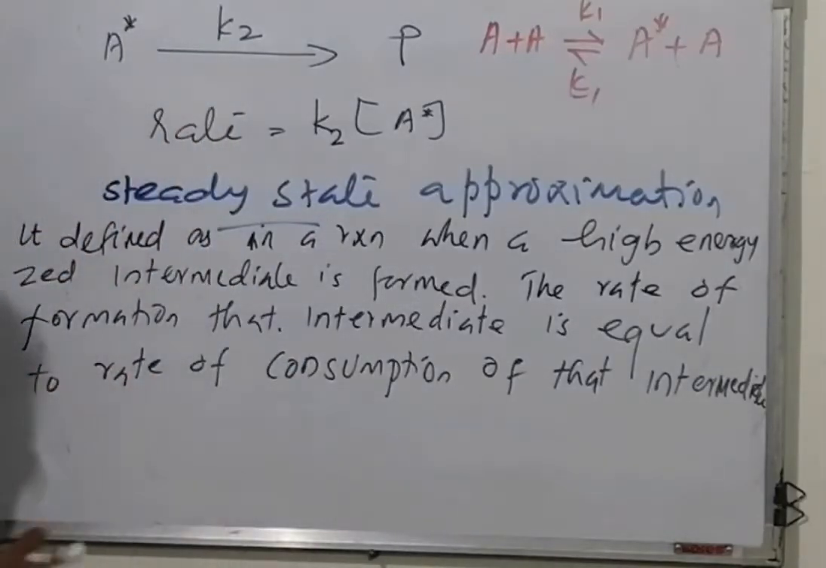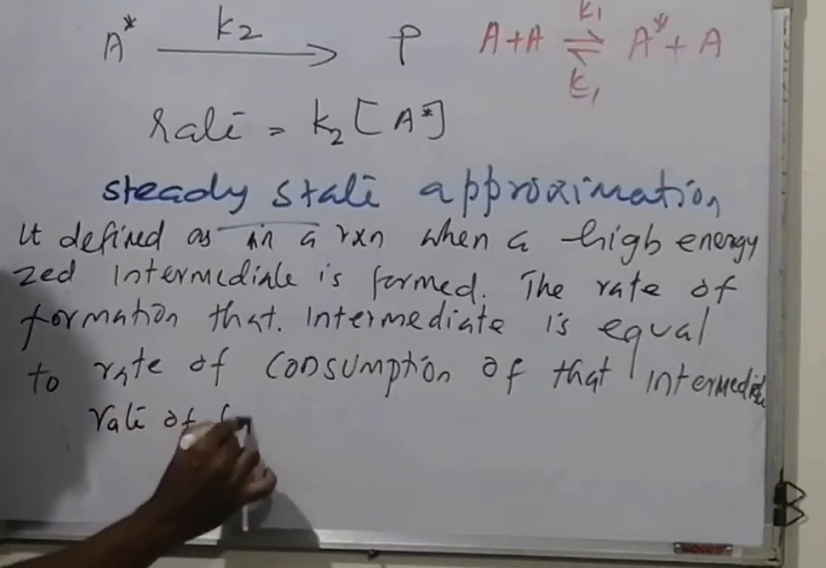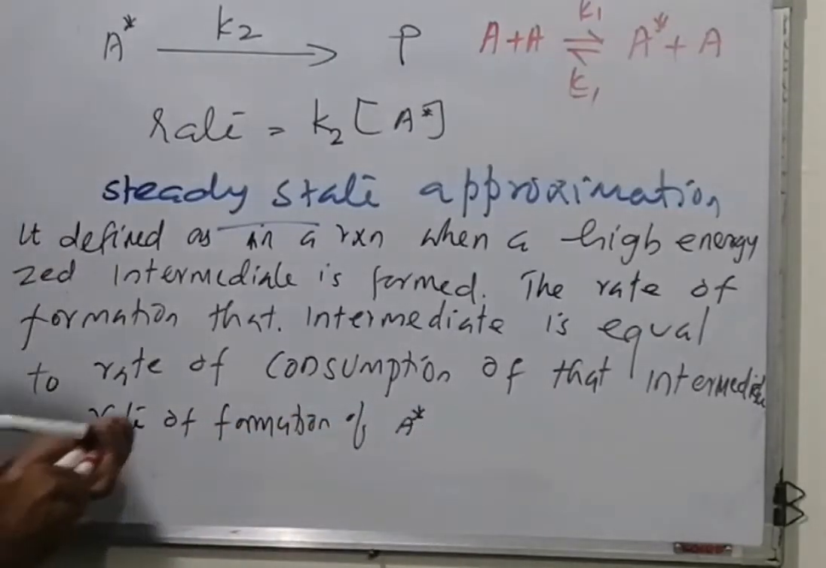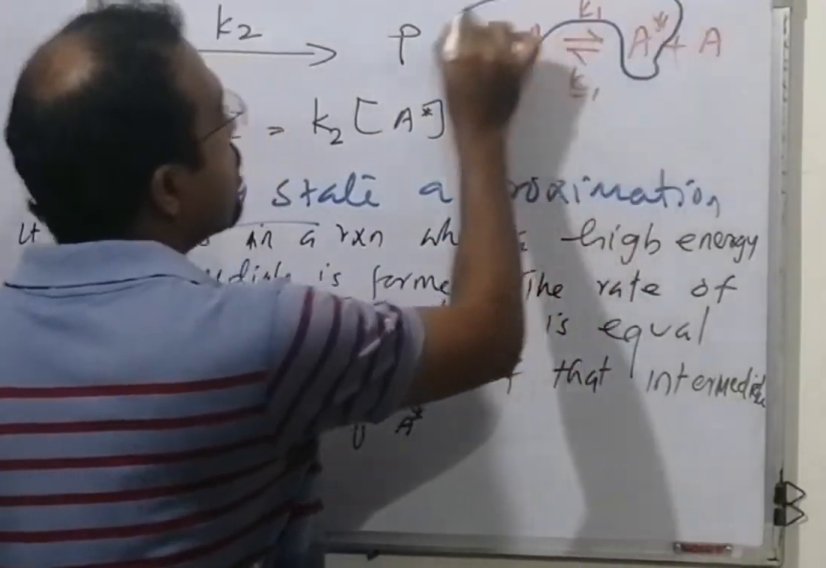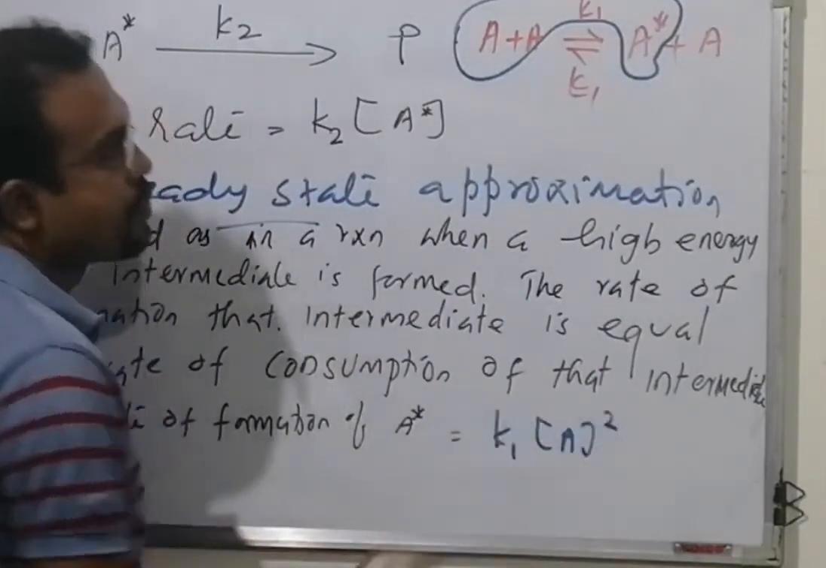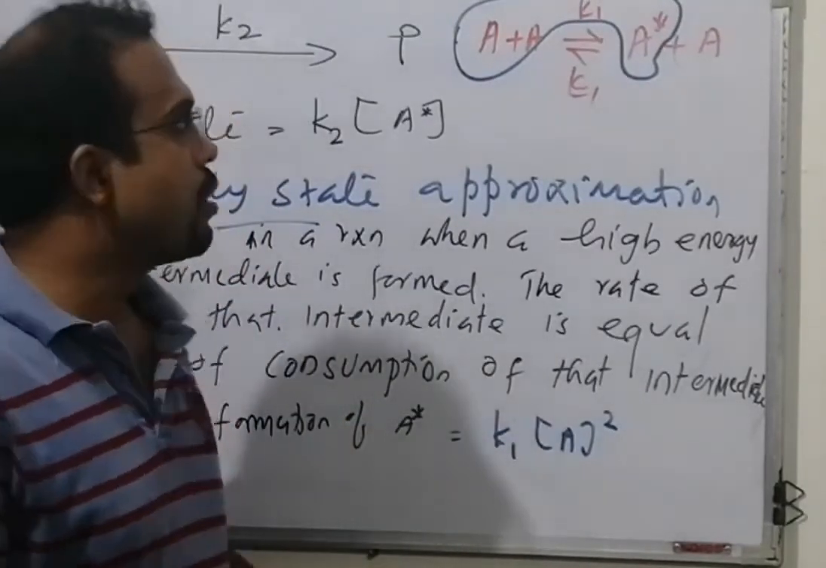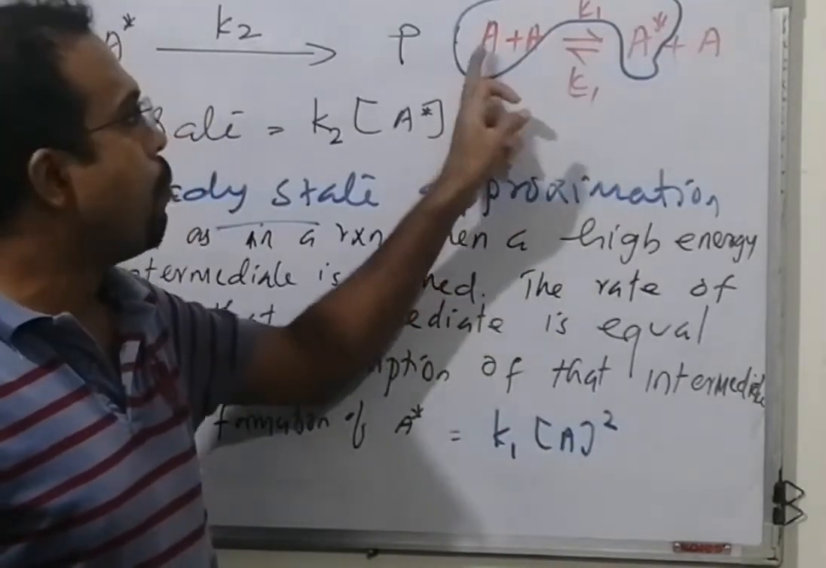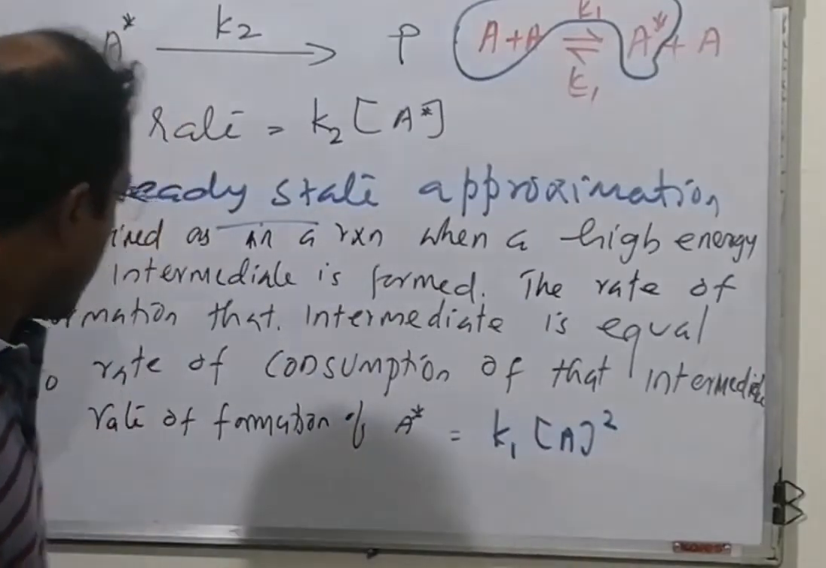What is the rate of formation of the intermediate? Rate of formation of A star. This is the step where A star is formed. Am I correct? That is K1 A square. Suppose you take A star as a product. Therefore, rate is directly proportional to the concentration of its reactants. Both are responsible for the formation of A star. Therefore, K1 A square.